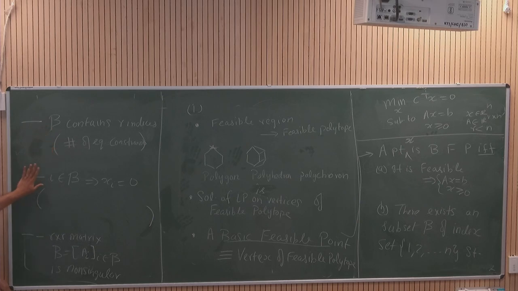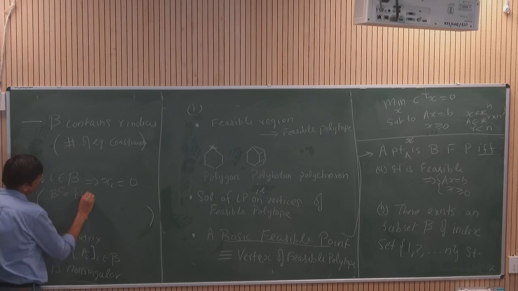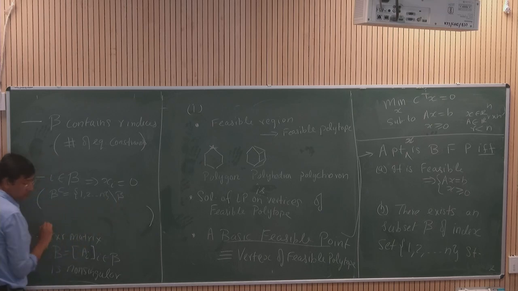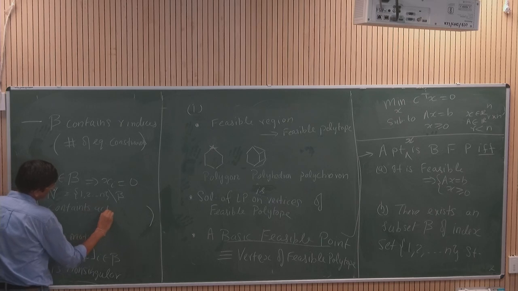The second thing it says, if the index does not belong to B, then x for that index should be 0. Which means that if I write this set, beta complement, as 1, 2, up to n, and you subtract beta from this, which I call the n set, contains active constraints.